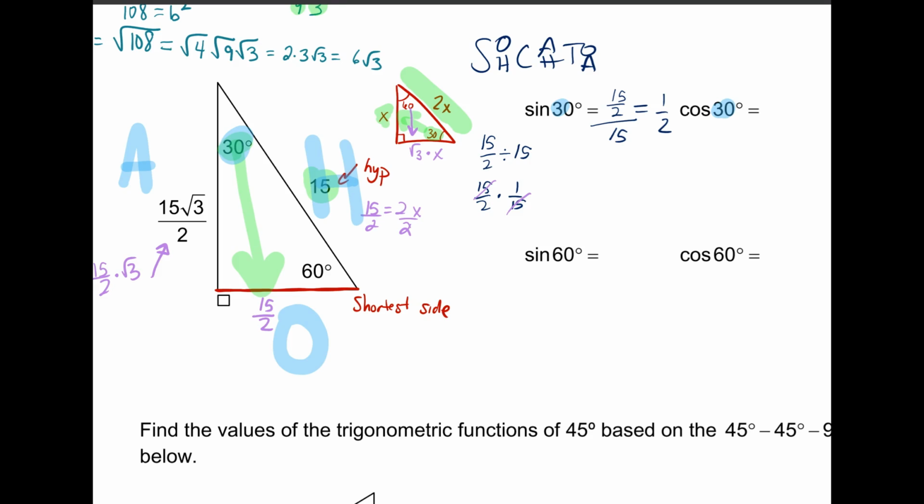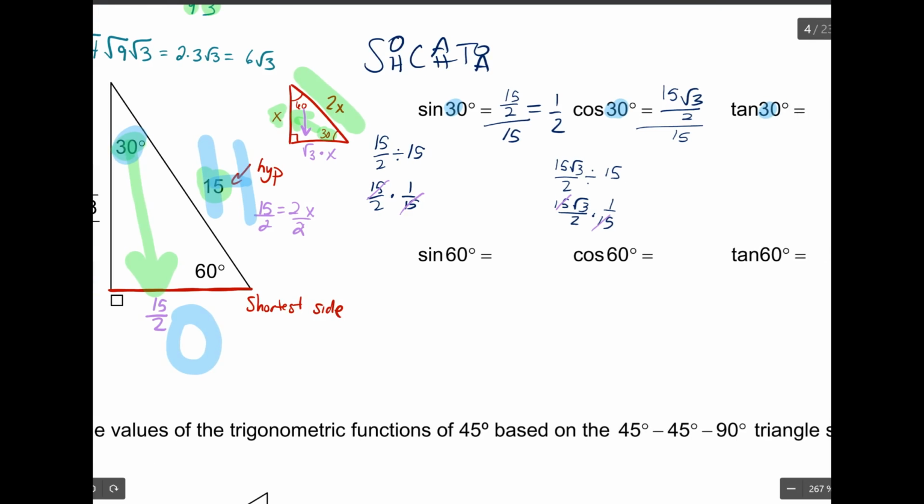Cosine is adjacent over hypotenuse. So 15 root 3 over 2 all over 15. If I'm taking 15 root 3 over 2 divided by 15, it's the same thing as 15 root 3 over 2 times 1 over 15. Dividing is the same thing as multiplying by the reciprocal. So guess what happens to 15? Cancels out. So this is just going to be root 3 over 2.